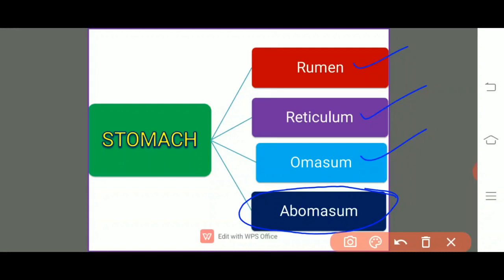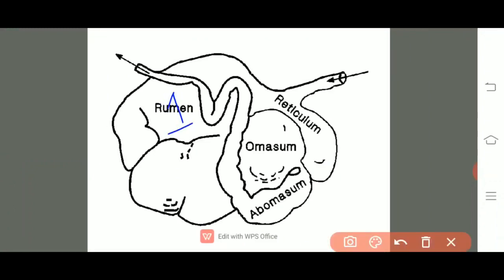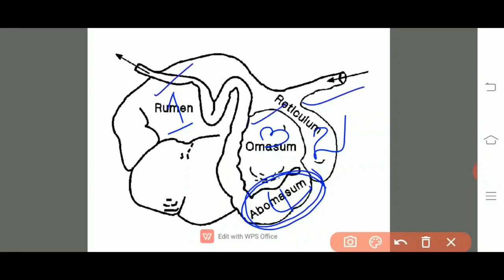Let us see the structure of the stomach of the ruminant. Here it is: rumen, reticulum, omasum and abomasum. These are the four chambers. Out of these four, this is the real portion of the stomach, and the remaining three, rumen, reticulum and omasum, are the protrusions or swellings of the alimentary canal.